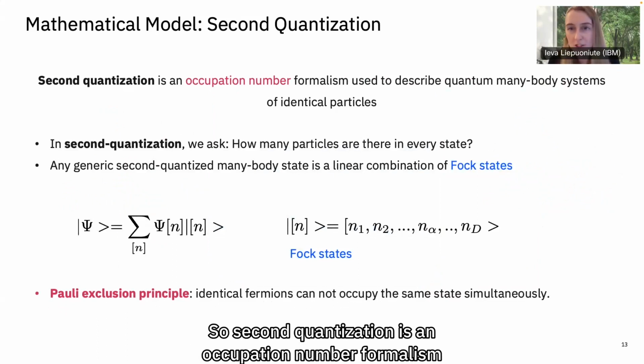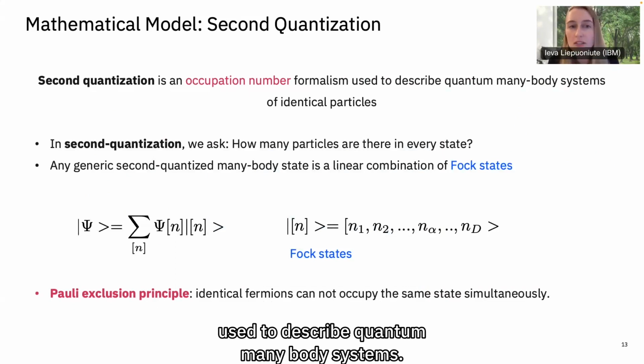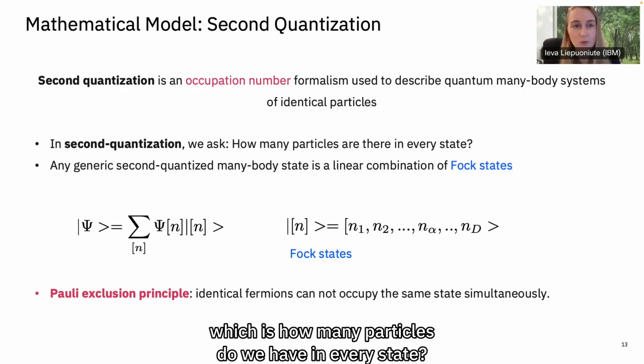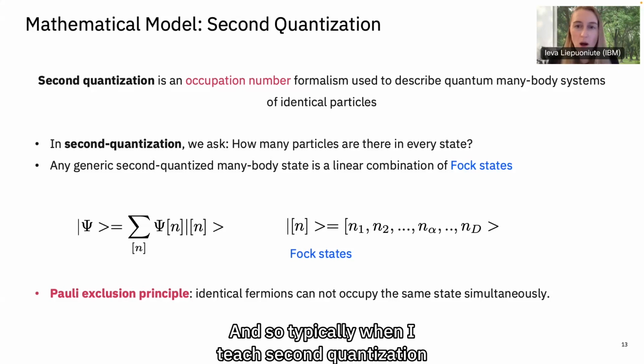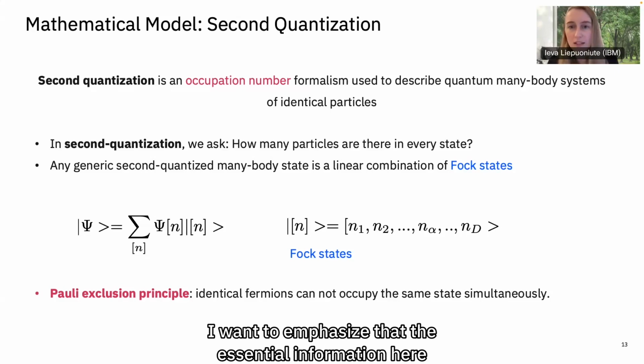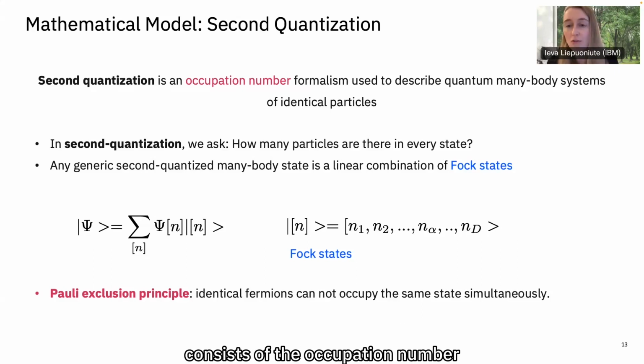So second quantization is an occupation number formalism used to describe quantum many-body systems. And when we use second quantization, we essentially ask our key question, which is how many particles do we have in every state? And so typically when I teach second quantization to people who have never heard about it before, I want to emphasize that the essential information here consists of the occupation number of each single particle state, as well as the anti-symmetry of the state under particle exchange.